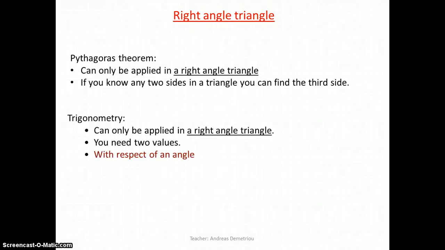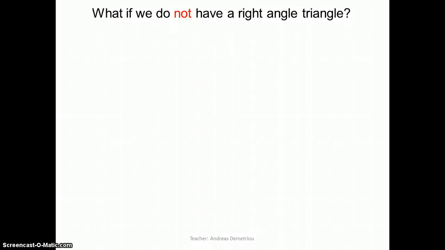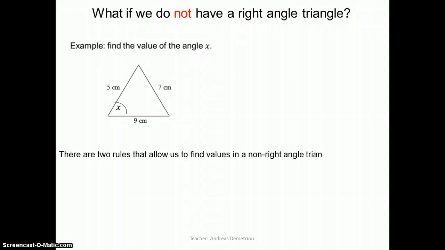In this presentation, I will explain the sine rule. Up to now, we have seen how to find values in a right-angled triangle by using Pythagoras' theorem or trigonometry. The question is, how can we find values in a non-right-angled triangle? For example, if you are given this triangle here, there are two rules that allow us to find values in a non-right-angled triangle, namely the sine rule and the cosine rule.